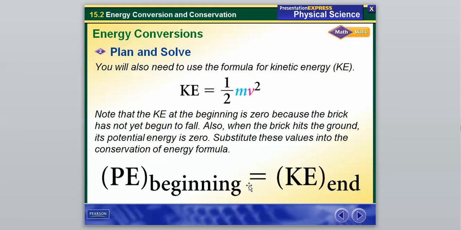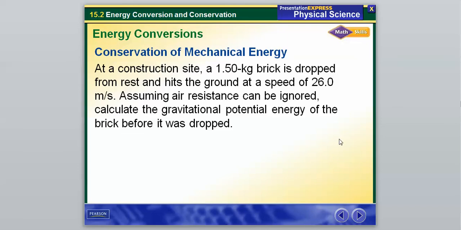And so note that kinetic energy at the beginning is going to be 0 because the brick has not yet begun to fall. Also, when the brick hits the ground, its potential energy is 0. So substitute these values into the conservation of energy formula. So go back and think about this for a second. Kinetic energy is the energy of motion. At the beginning of the problem, it says here, the brick is dropped from rest. So we know at the beginning that there is no kinetic energy. So the kinetic energy at the beginning is 0. So we just got one half of our equation taken care of.